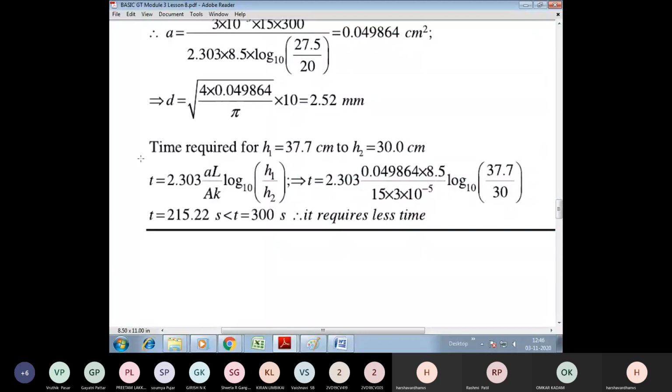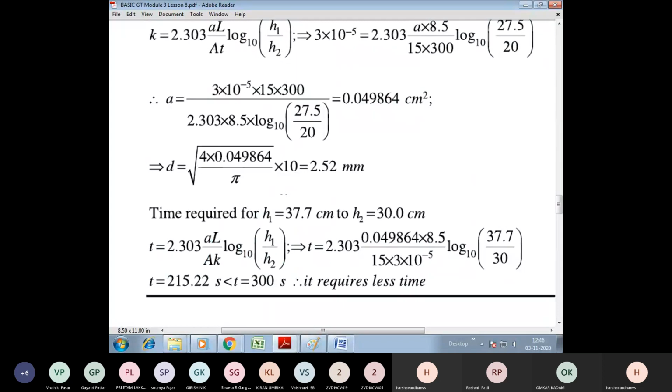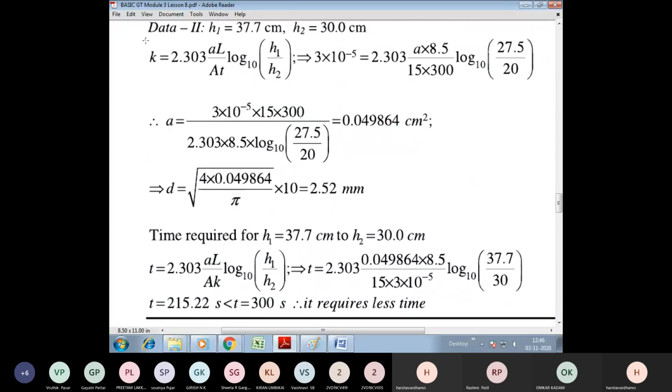And for falling head test, you can remember this expression. K is equal to 2.303 AL divided by At log of H1 by H2. This expression is used to find coefficient of permeability. And for constant head, we are using Q is equal to K into I into A.